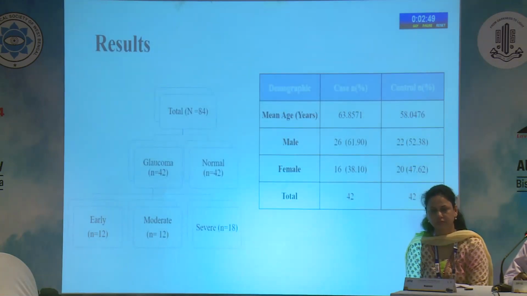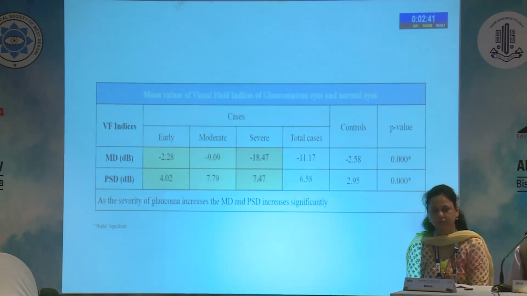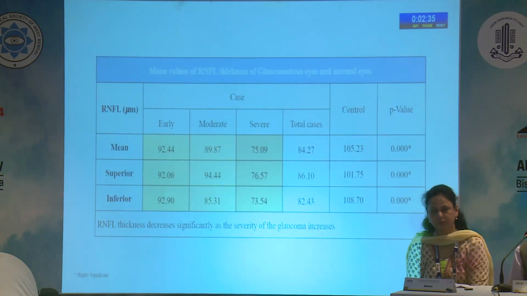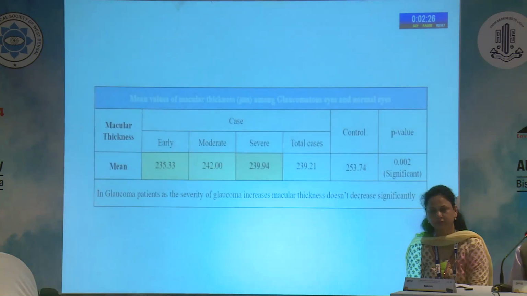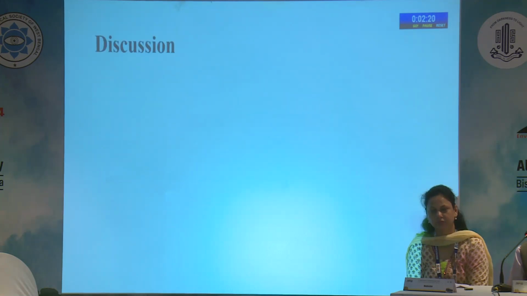Results: 84 eyes were included, of which glaucomatous were 42 and normal 42. Early were 12, moderate were 12, and severe were 18. As the severity of glaucoma increases, the mean deviation and pattern standard deviation increase significantly, while RNFL thickness decreases significantly. GCC thickness also decreases significantly as the severity of glaucoma increases. However, in glaucoma patients, macular thickness does not decrease significantly.